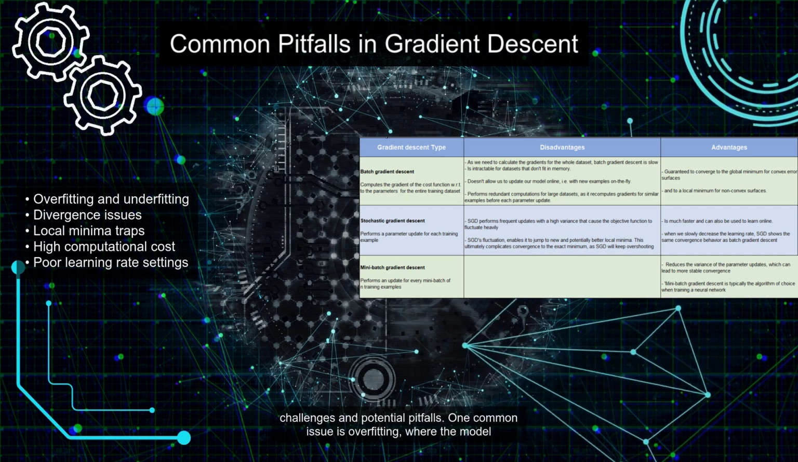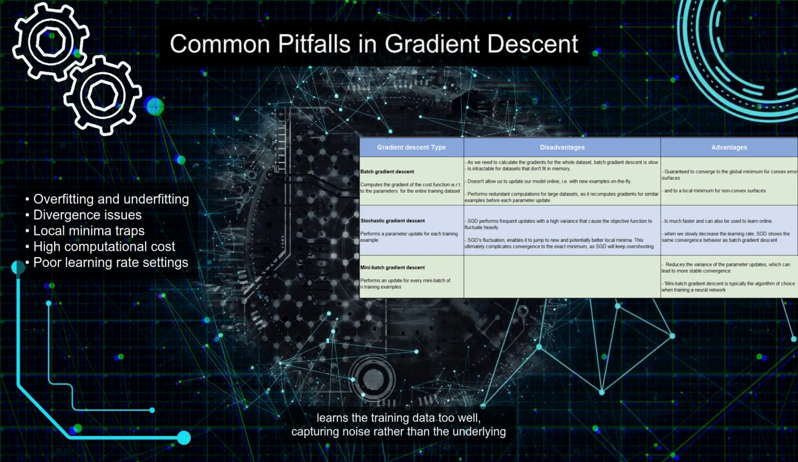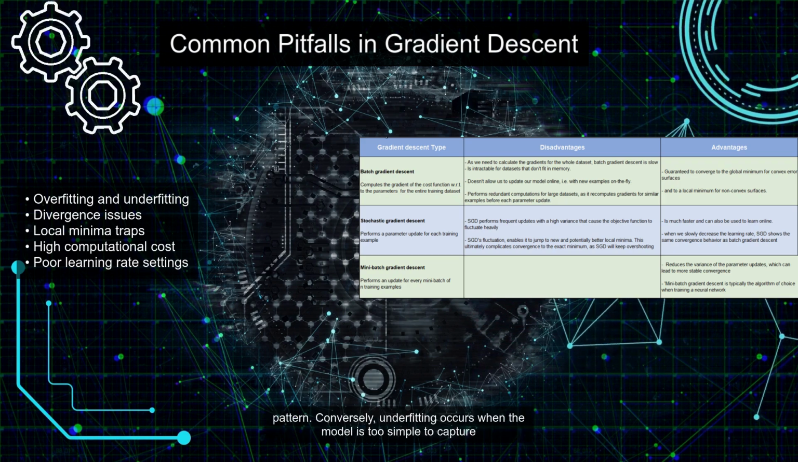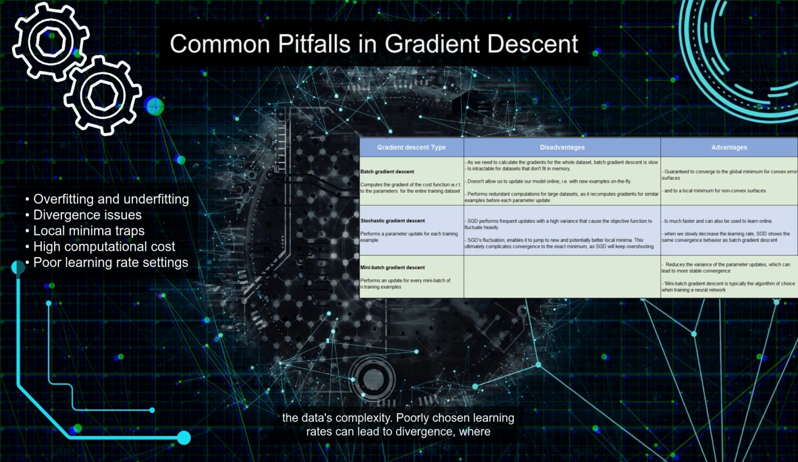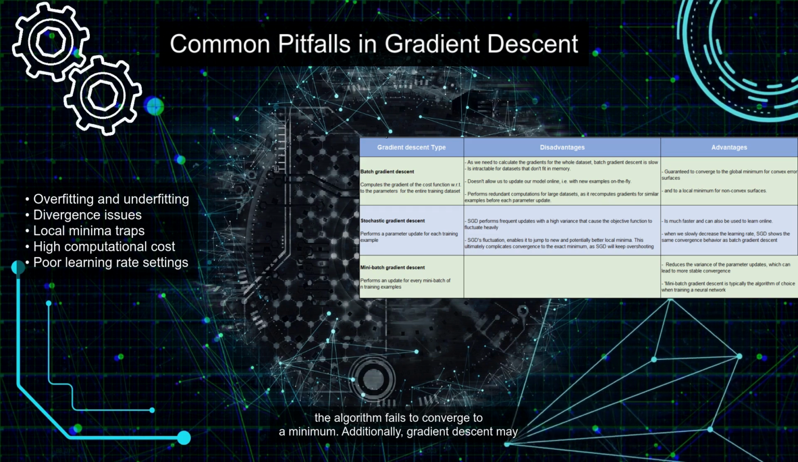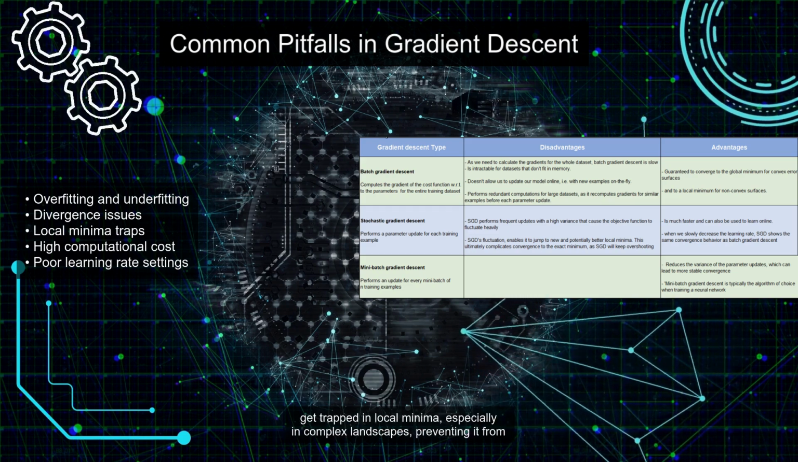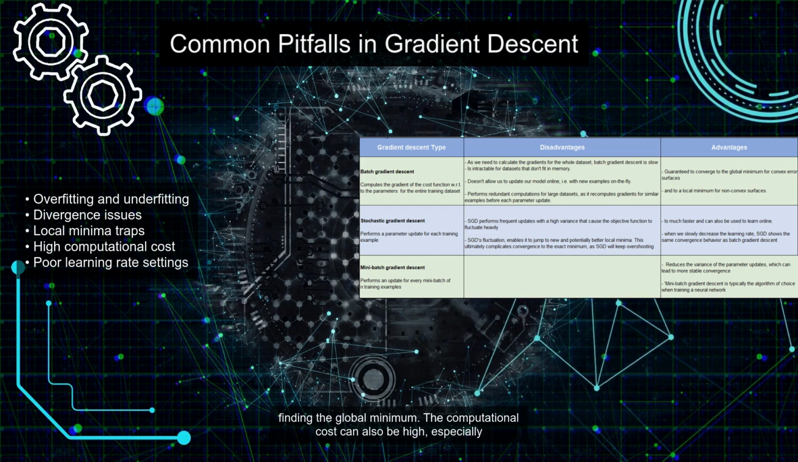One common issue is overfitting, where the model learns the training data too well, capturing noise rather than the underlying pattern. Conversely, underfitting occurs when the model is too simple to capture the data's complexity. Poorly chosen learning rates can lead to divergence, where the algorithm fails to converge to a minimum. Additionally, gradient descent may get trapped in local minima, especially in complex landscapes, preventing it from finding the global minimum.